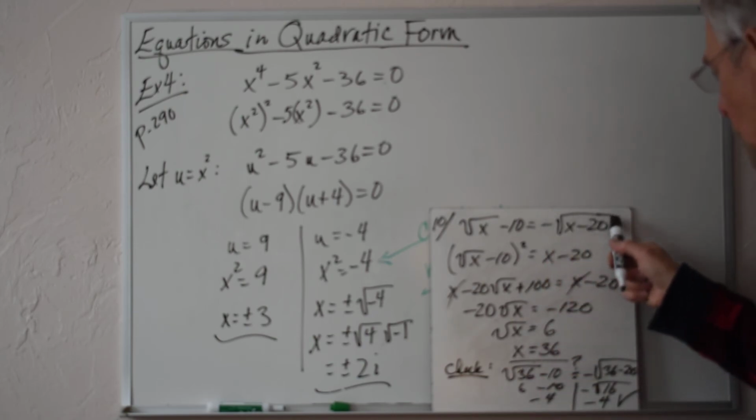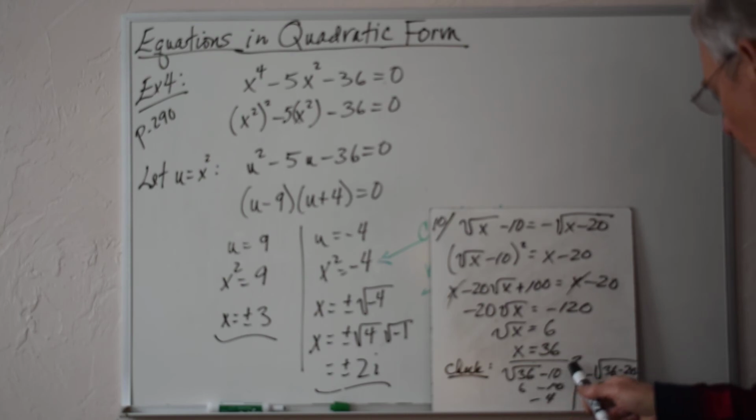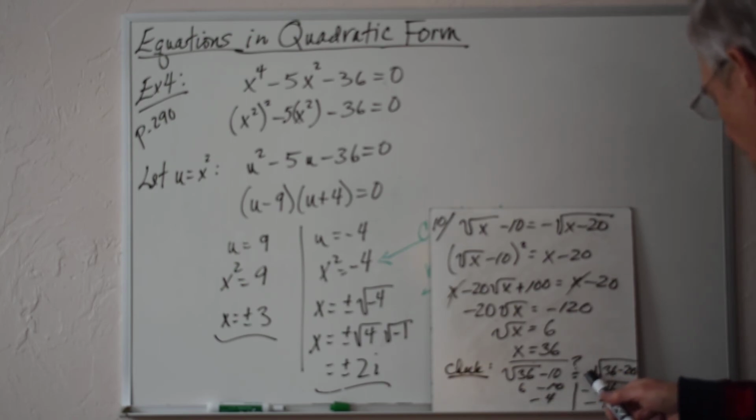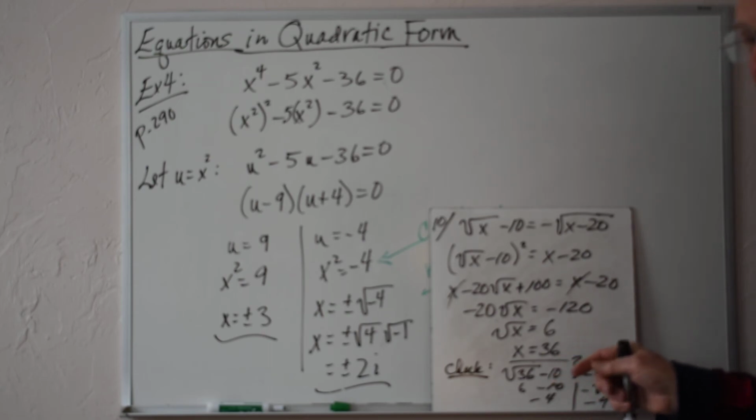So I take the original equation up here and I plug in 36 in place of x. So on the left hand side I get square root of 36 minus 10, which is 6 minus 10, which is negative 4. Over here I get the negative of the square root of the quantity 36 minus 20, which is the negative of the square root of 16, which is the negative of 4. They match, it's good. So I have my solution, x equals 36.